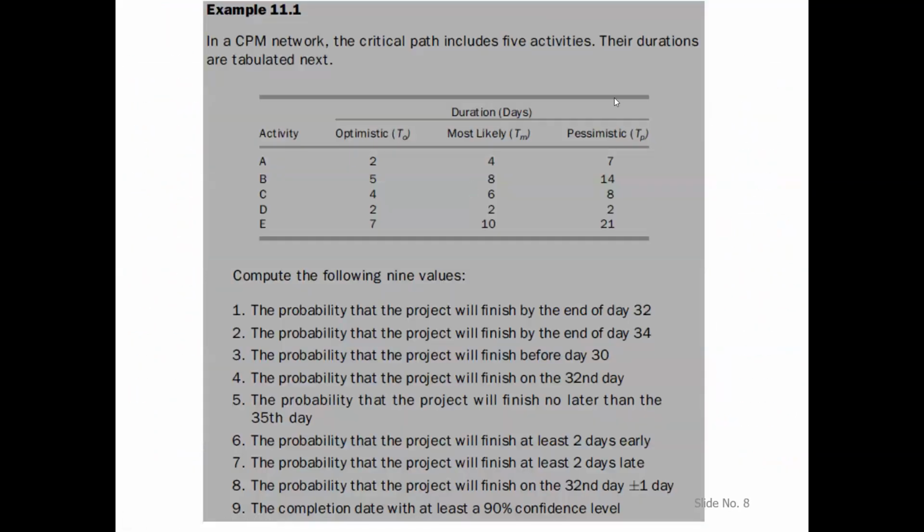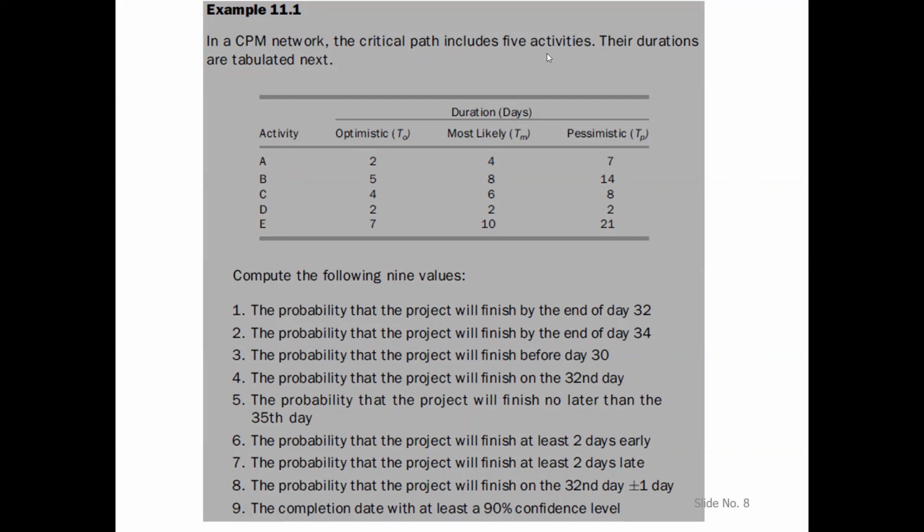So we can use these tables. I will take one example to illustrate all these points. As an example, let's say that we have a CPM network, a critical path method network. In that network, there is a critical path which includes 5 activities: A, B, C, D, E.